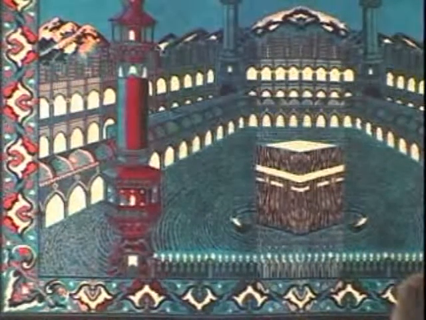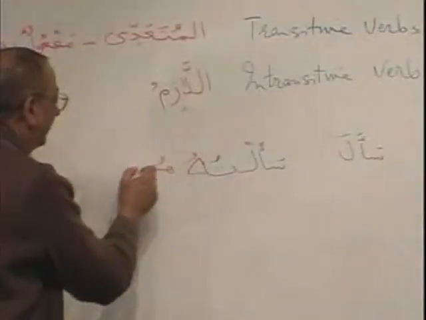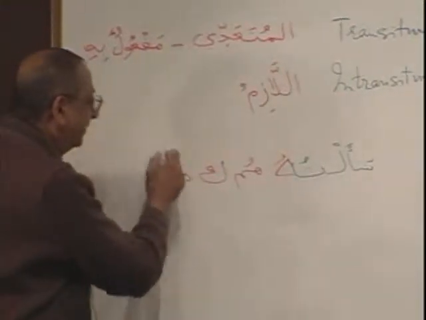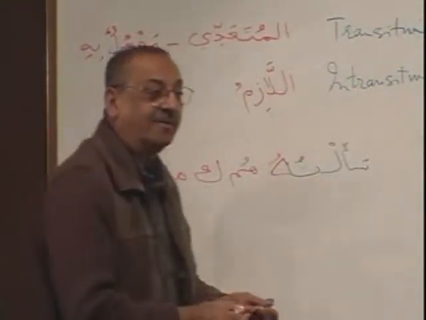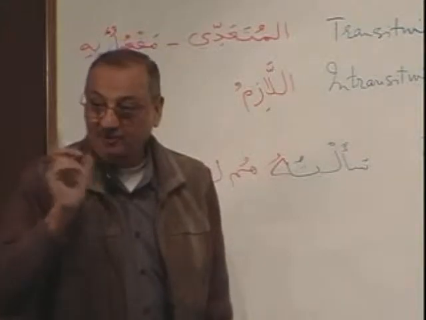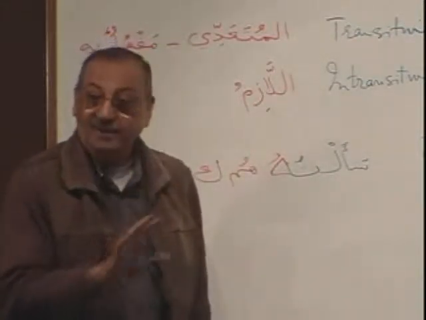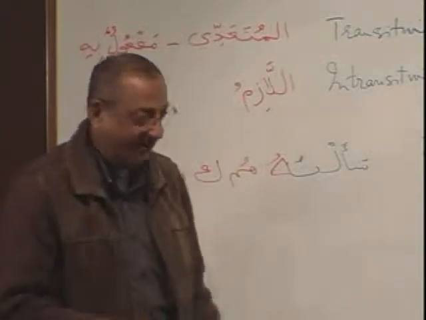Now here there is a little trick. But I will tell you and repeat it later on. Okay, brothers and sisters. Sa'altuhu, then hum, ka, all these things, ha will come. Now, we are doing verbs. Are you with me? I'm giving you a hint. And I'll repeat it. If you don't get it now, don't worry.